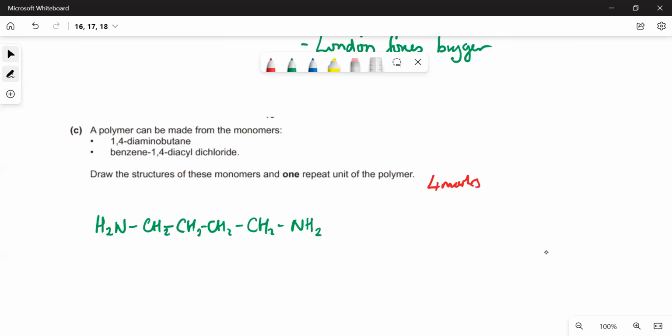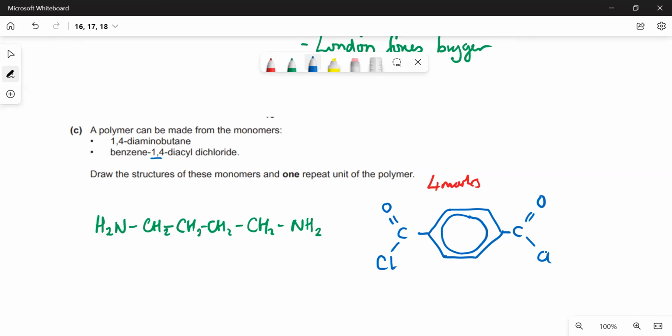Now benzene-1,4-diacyl chloride, so that's going to have a benzene ring. And we're going to have acyl chloride groups at positions number 1 and 4. So that's number 1, and the same on number 4 on that end there. Okay, so we've drawn our 2 monomers, and we've got 2 marks for that.